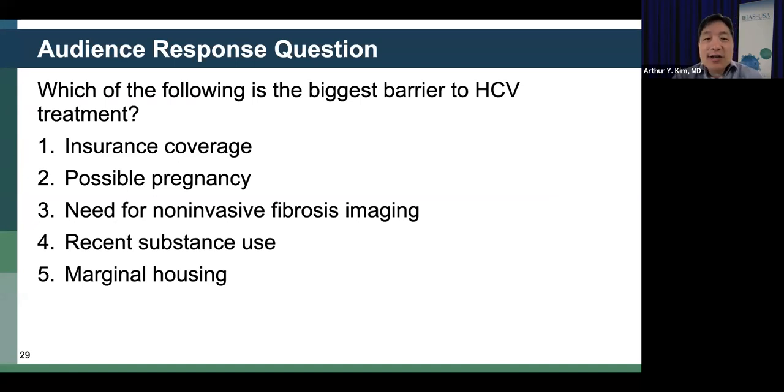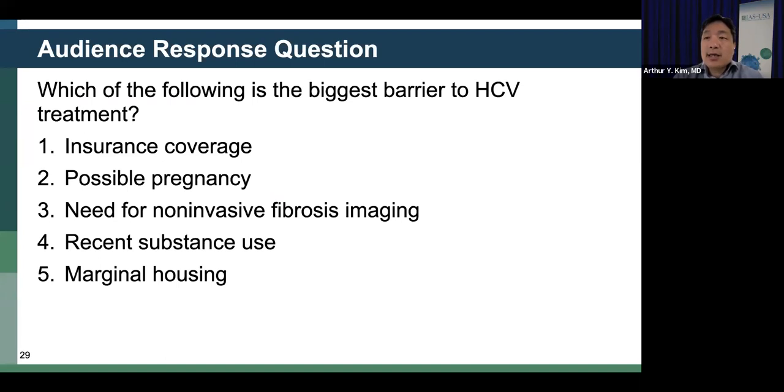All right, so the need for non-invasive fibrosis imaging was the lowest response. And then each of these other responses are highly valid concerns. She does have recent substance use, and I hope to show you in the next slides how many individuals can indeed be treated with a history of recent substance use, but you can still be concerned about it as a barrier. That is a very valid answer here. Marginal housing, how is she going to accomplish treatment, the meds while being able to be stored at room temperature? We do want to not lose them, et cetera.